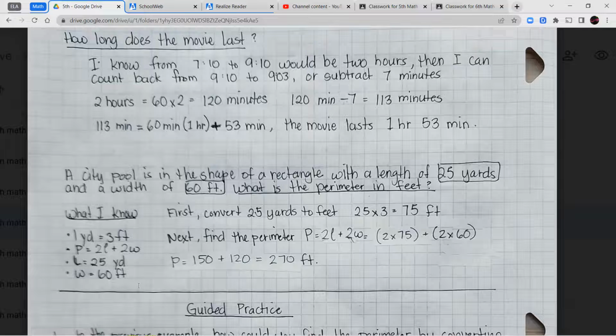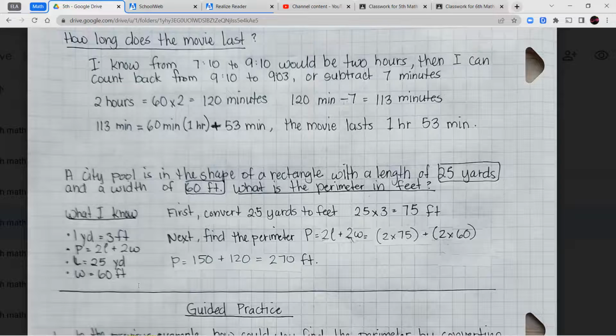So if there's 3 feet in 1 yard, I'm going to take those 25 yards and multiply them by 3, and that's going to give me 75 feet. So now I can plug those numbers into my formula. My perimeter formula is 2 times the length plus 2 times the width. So 2 times the 75 plus 2 times the 60.